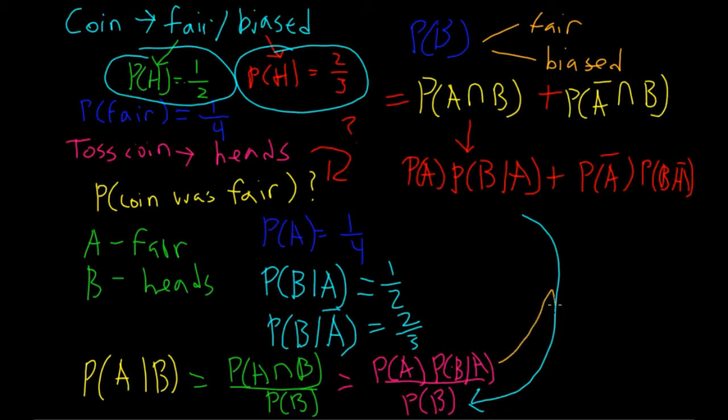And now we can plug in our probabilities and we get 1/4 times 1/2 over 1/4 times 1/2 plus 3/4 times 2/3. And that gives us a probability that the coin was fair given that we got heads of 1/5. And this makes sense because if we got heads, it leads us to believe that we had a biased coin in the first place. So the probability that the coin was fair is not very likely.